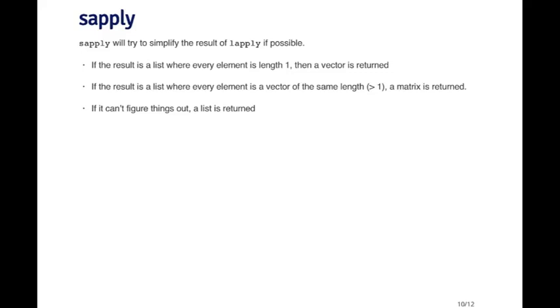If the result is a list where every element is a vector of the same length, for example, if every element has a length of 5, then sapply will put those elements in a matrix that's 5 by however long the list is. And that's often what you want to happen. But if it can't figure out how to simplify the object when it comes back, for example, if the object has many different types of things that come back, then it won't do anything. It'll just return a list.